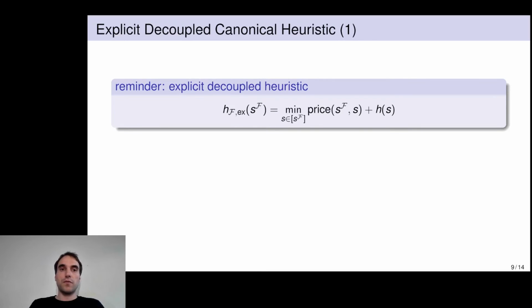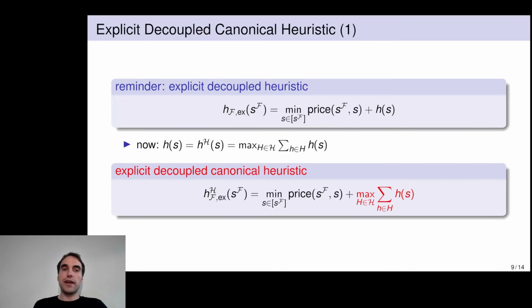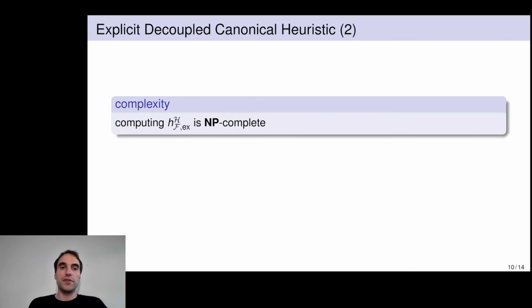Instead, we went back to the explicit decoupled heuristic that we defined and that you see over here again, and thought, okay, let's give that one again a try also for the canonical heuristic. And what we can do is we simply replace the single heuristic h of s here by the canonical heuristic, and we obtain the explicit decoupled canonical heuristic. And of course, this has again the drawback that we need to enumerate the exponentially many member states. And indeed, in the paper, we formally show that this is an NP-complete problem.